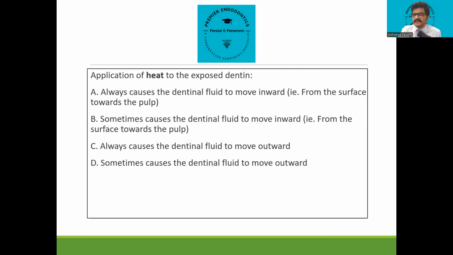It can also be asked in written form, like: application of heat to the exposed dentine, what will it lead to? It always causes the dentinal fluid to move inward. So heat is the key term here, which leads us to the answer that the fluid movement will always go inward. Okay, so this was the discussion for today.